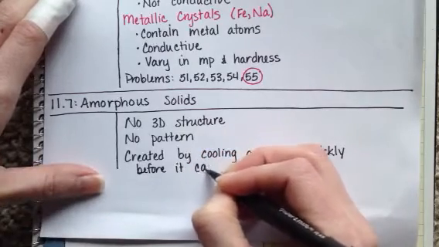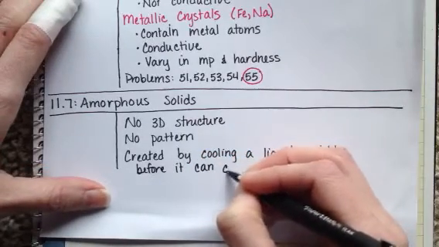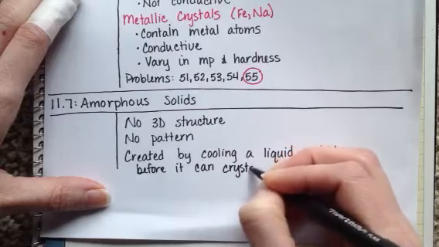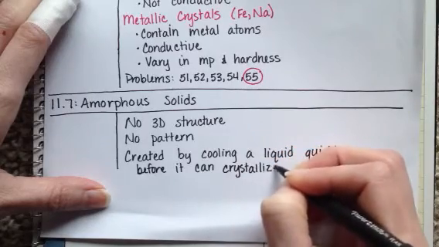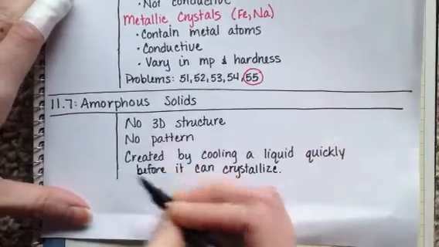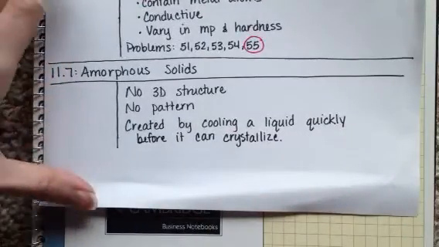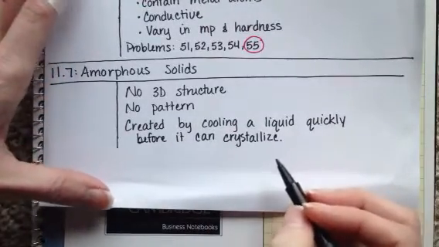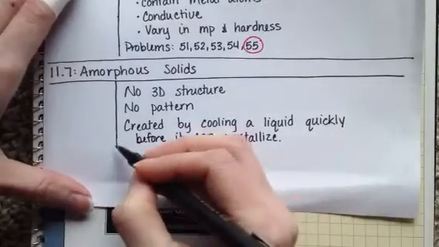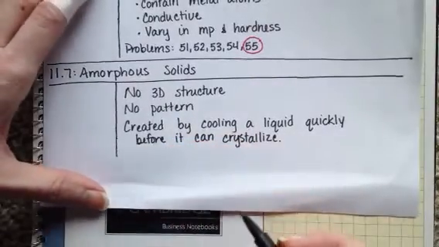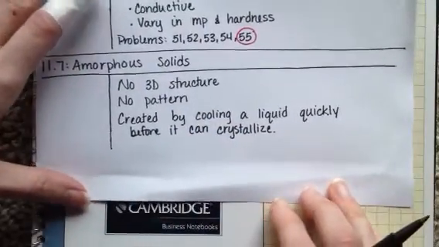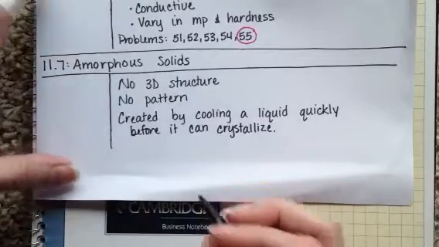It's not exactly the same as what you did in lab with phenylsalicylate. In that lab, you were cooling phenylsalicylate quickly, but it stayed as a liquid. It didn't solidify, and so you weren't creating an amorphous substance there. You were just creating a liquid that was below its freezing point, which is a different situation.